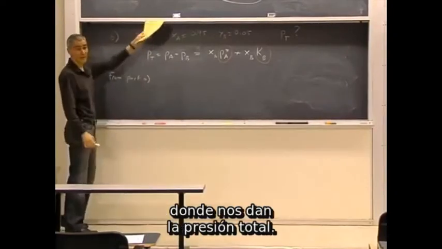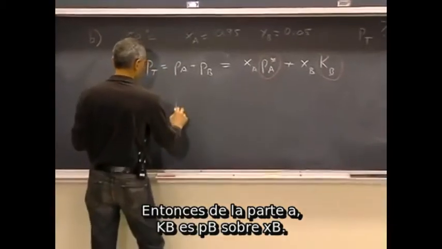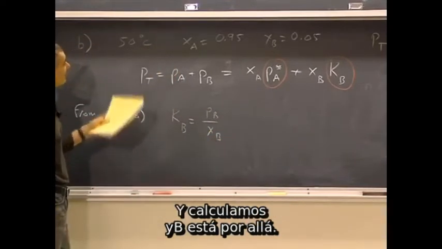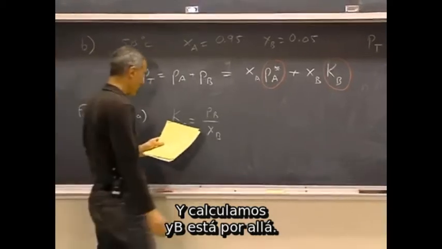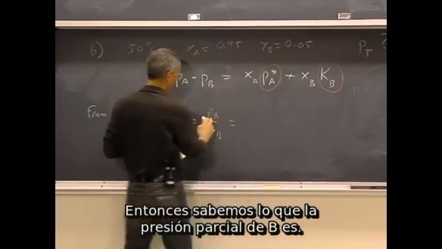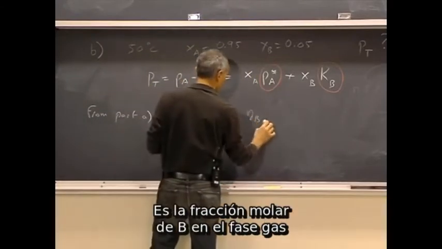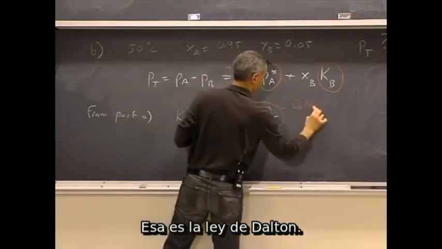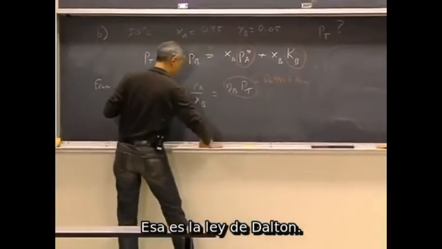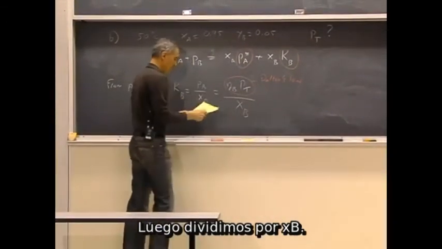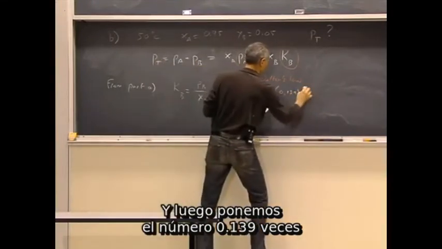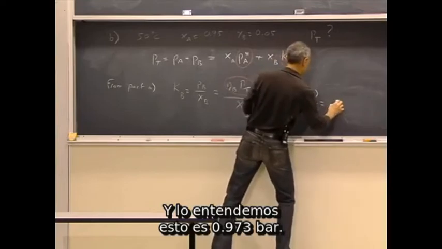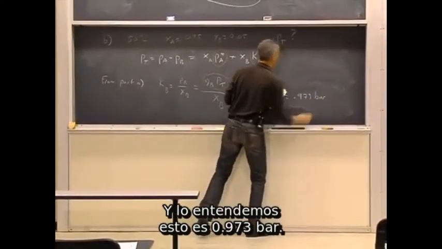From part A, we already have a mixture where we're given the total pressure. So KB is PB over XB. And we calculated what YB is in part A, so we know the partial pressure of B. It's the molar fraction of B in the gas phase times the total pressure. That's Dalton's law. Then we divide by XB. And then we plug in the numbers: 0.139 times the total pressure, 0.7, divided by 0.1. And you get that this is 0.973 bar.